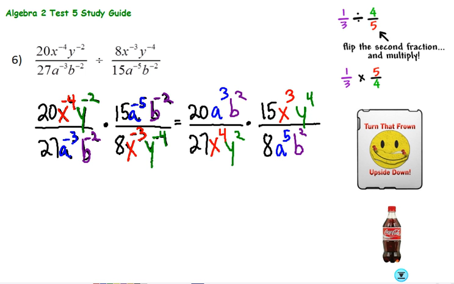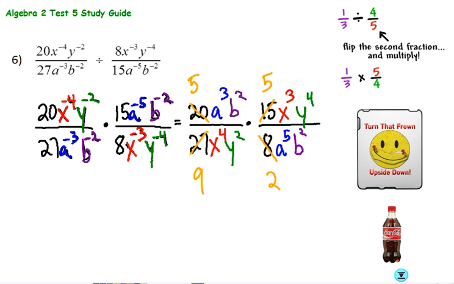Now I think we can start cross-canceling. So let's talk about the numbers. 8 goes into 20? Well, no, actually it doesn't. But a number that does go into both of them is 4. So 8 divided by 4 is 2, and 20 divided by 4 is 5. Look at the other way: 15 doesn't go into 27, but 3 goes into both of them. So 15 divided by 3 would be 5, and 27 divided by 3 would be 9.